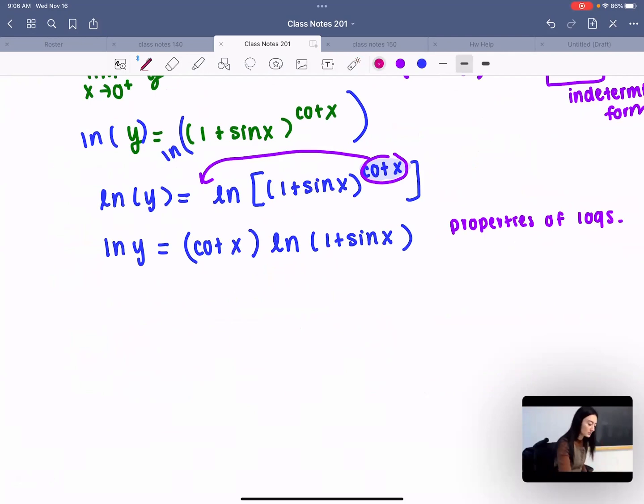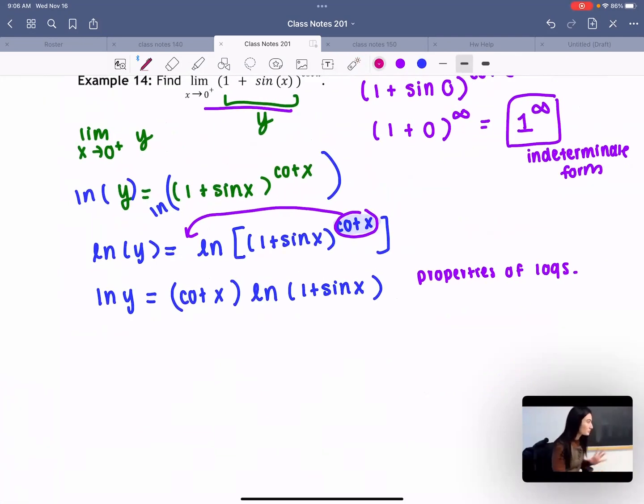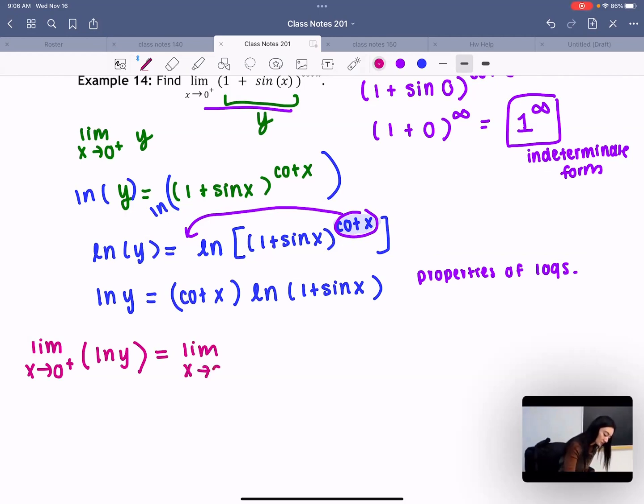Let's just do this. I know this looks weird, and I promise it'll make more sense later on. I'm going to find the limit, and I'm looking as x goes to 0 from the right. I want to find the limit of not just y, but the natural log of y. Okay, so I want to find the limit as x goes to 0 of the natural log of y. What is the natural log of y? Not quite. It's what I wrote up there, right?